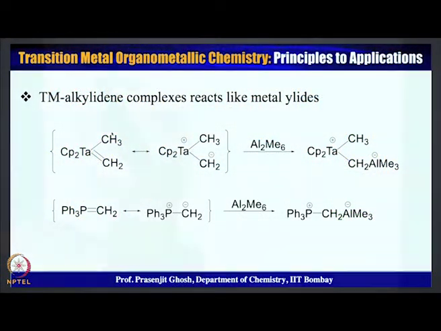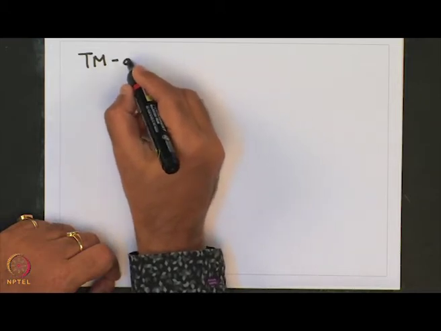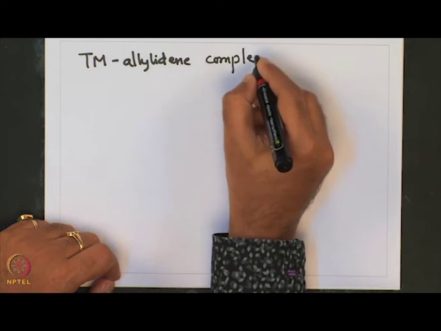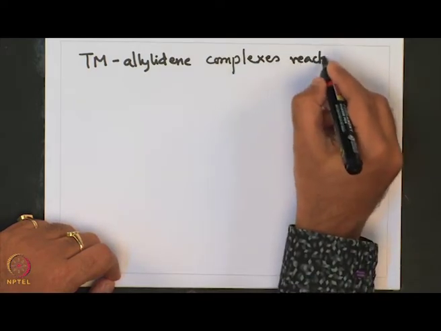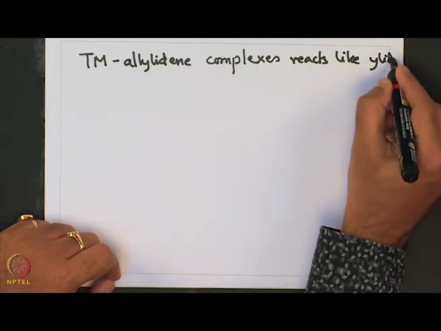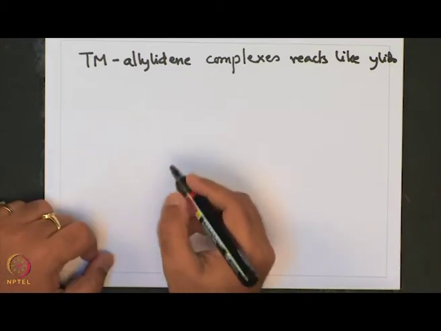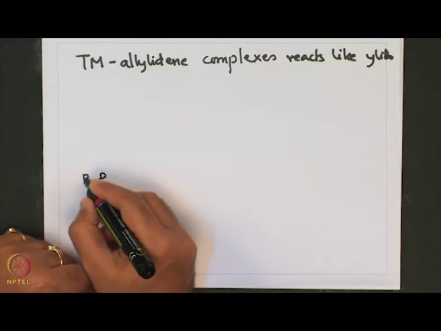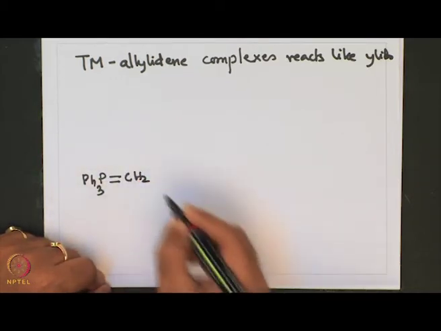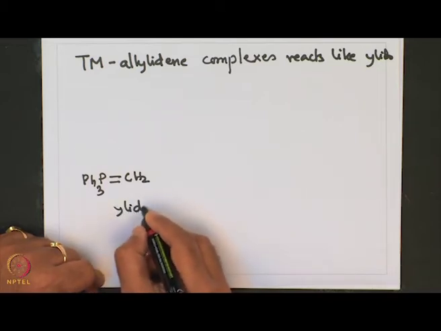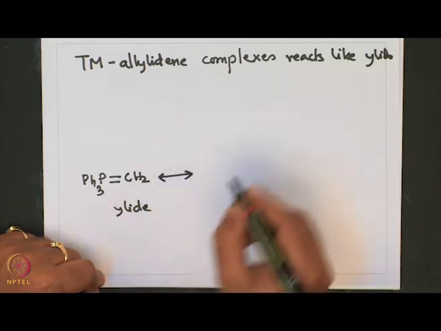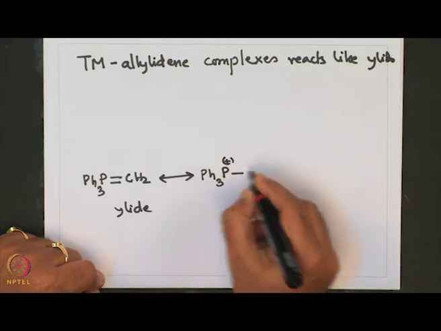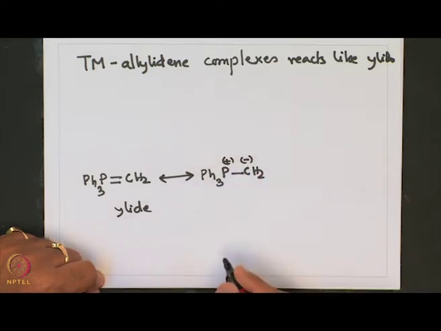Now, transition metal carbene complexes usually react like metal ylides. For example, a ylide, let us say phosphorus ylide, is given by the formula Ph3P=CH2, and that has a resonance form of Ph3P+ CH2 minus.